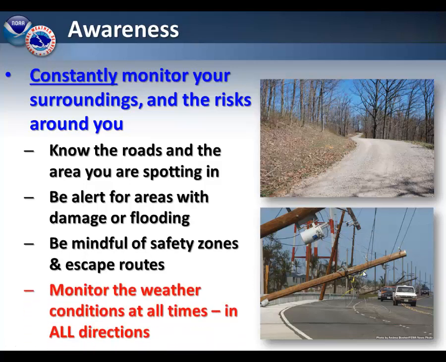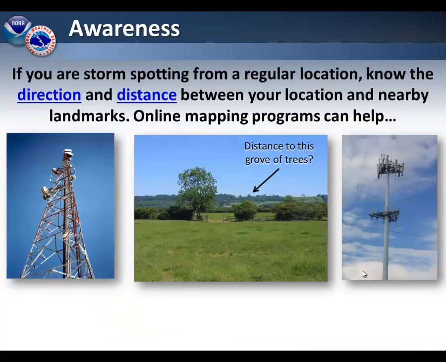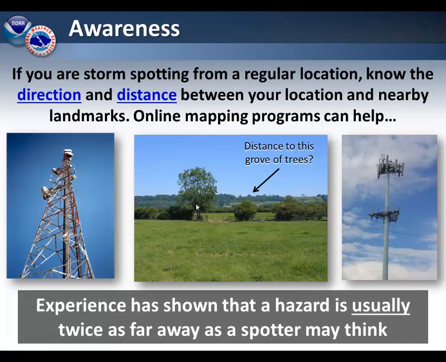You need to monitor the weather conditions at all times in all directions. Don't be so focused on one particular thing that you're not going to notice what's happening behind you. If you are storm spotting from a regular location, be sure to know the direction and the distance between your location and nearby landmarks. You can use online mapping programs to help determine your distance from items such as cell towers, trees, and similar objects. Experience has shown that a hazard is usually at least twice as far away as you might think.